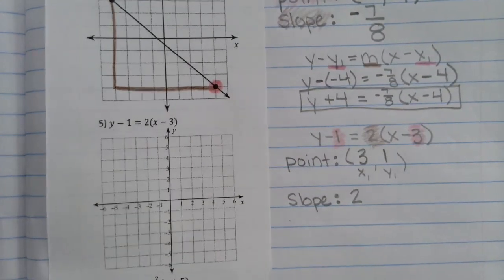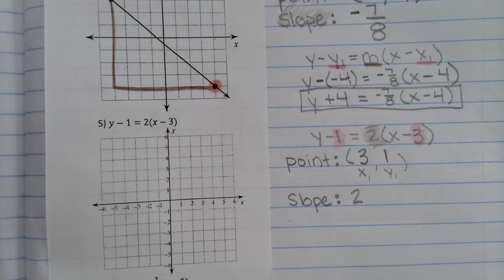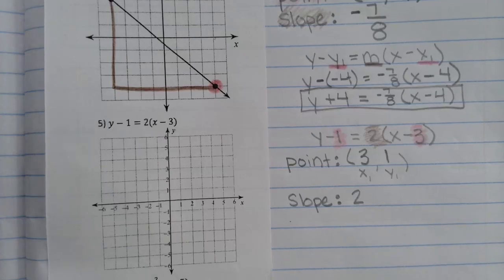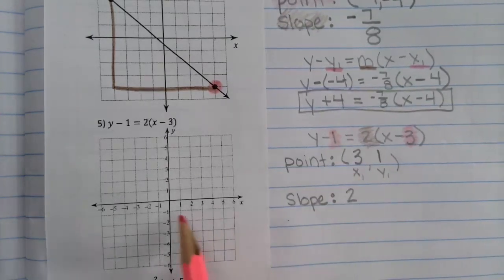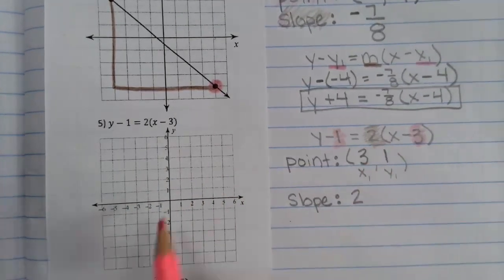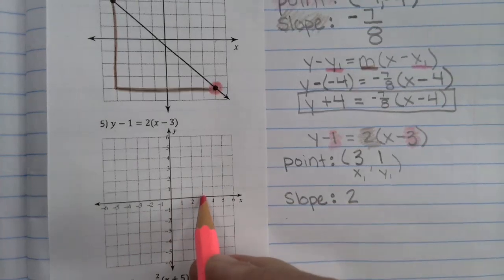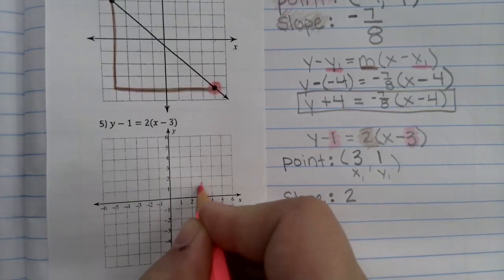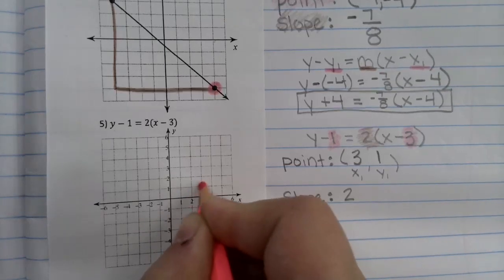Oh, okay, so we're just doing that work that fast? Yep, this is our 5th problem. All right, so now on our graph, are we going to start by plotting a point or by moving with slope? Point. We start with a point, so we're going to start with 3, 1. So on my graph, from the origin, how do I get to 3, 1? Right 3, up 1. So we're going to start by plotting that point.